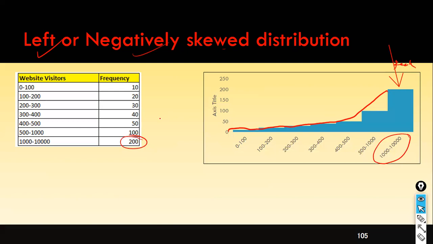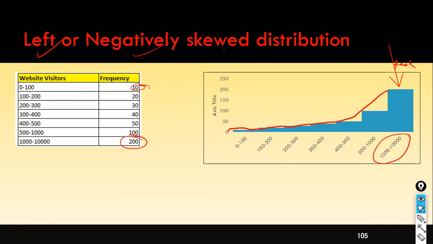What other story can you tell here? Do we have any outlier here? The 0 to 100 can potentially be considered an outlier, isn't it? Compared to other values, this is less, isn't it? This is an outlier, right? Compared to other values, this is very less. Hence, it is an outlier.